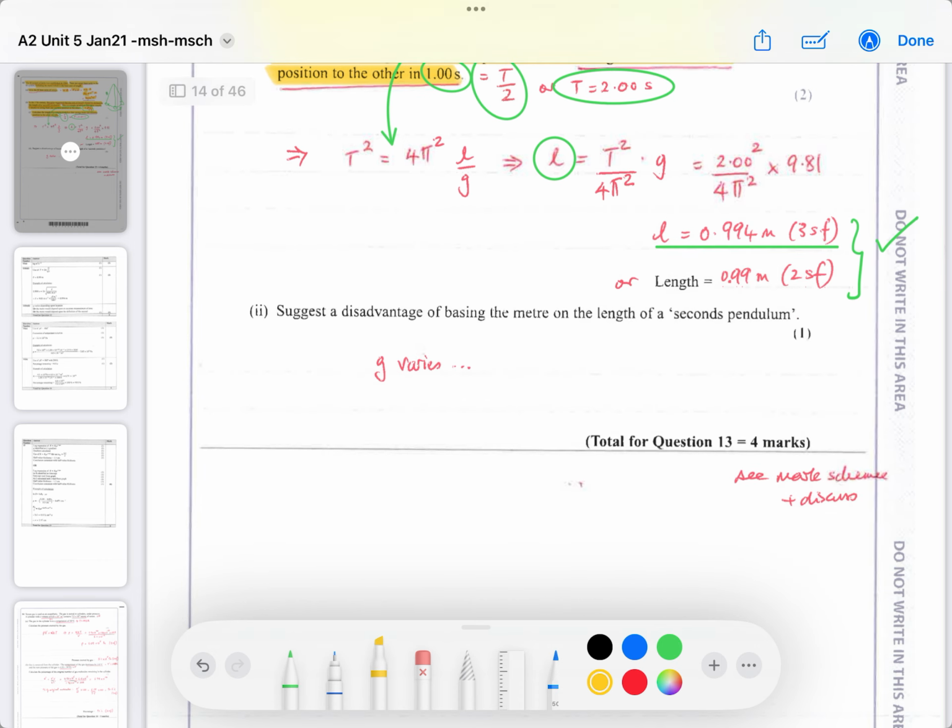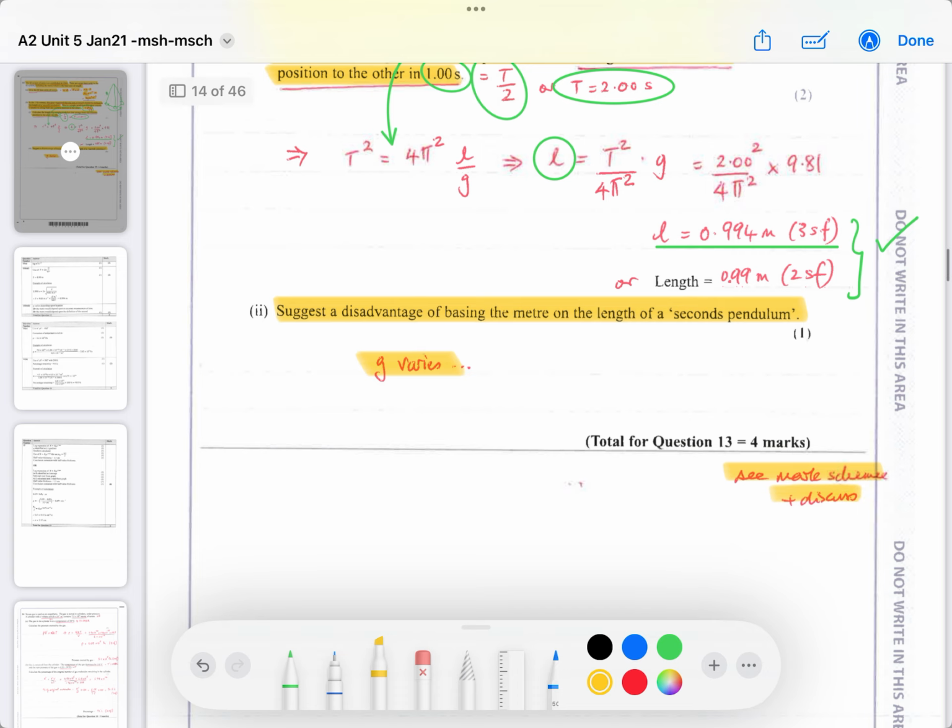It then goes on to say, suggest a disadvantage of basing the meter on the seconds pendulum. Well, this means that G would be constant wherever you go, but in fact G varies. G is not constant everywhere on the surface of the Earth, so it wouldn't be a very good definition. You can see the mark scheme for other accepted answers, and then we can discuss them.